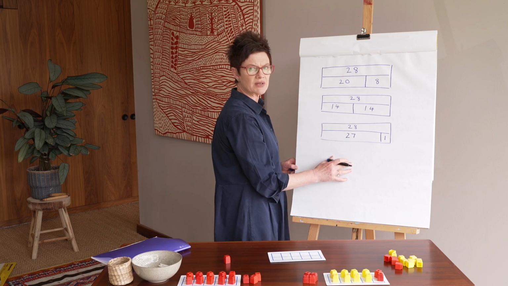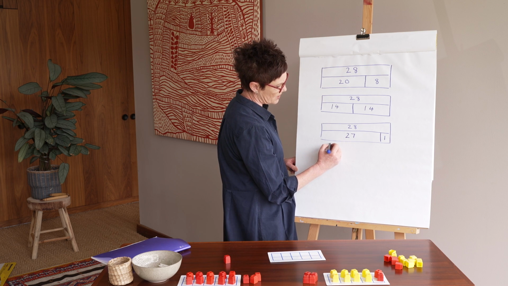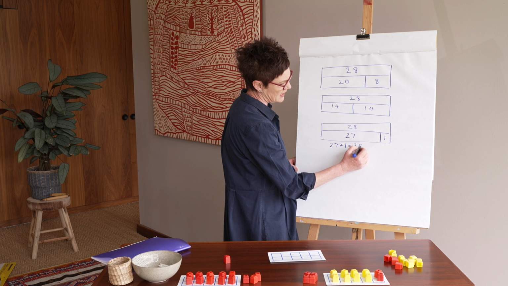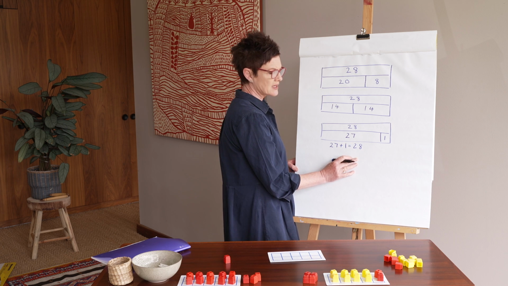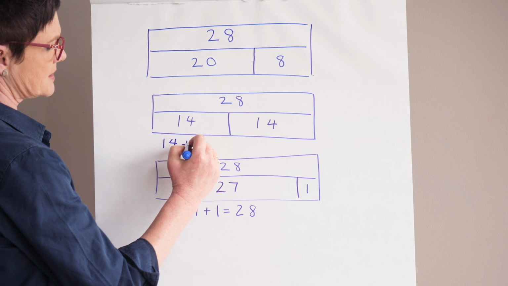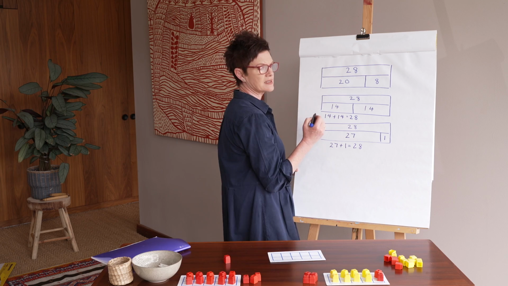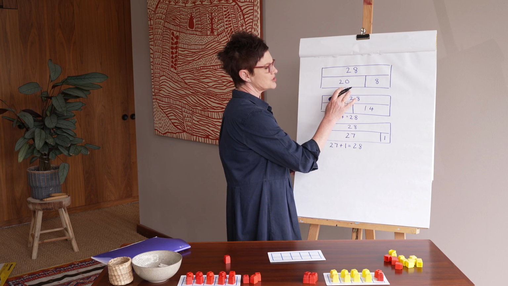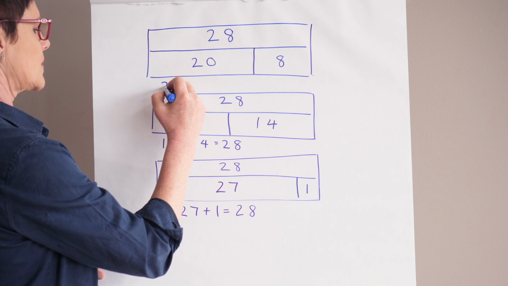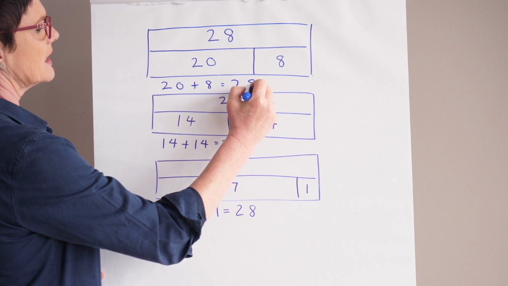Now let's check our examples. Underneath or by its side, I'd like you to write 27 plus 1 equals 28. What a beautiful number sentence. Let's look at this one. 14 plus 14 equals 28. And partitioned into tens and ones, let's look at this. 20 plus 8 equals 28.